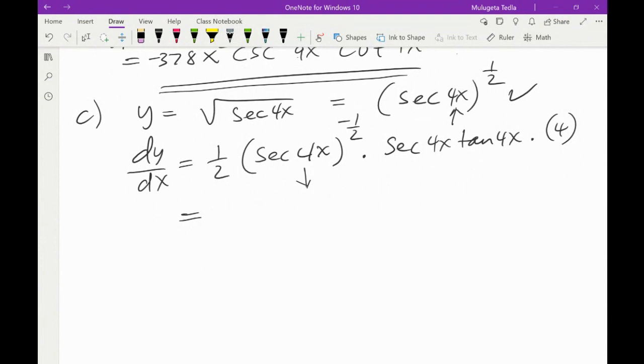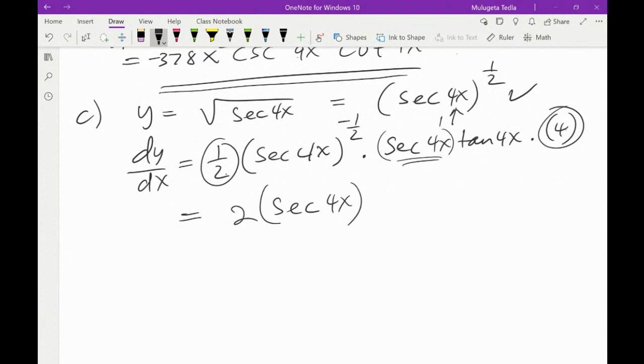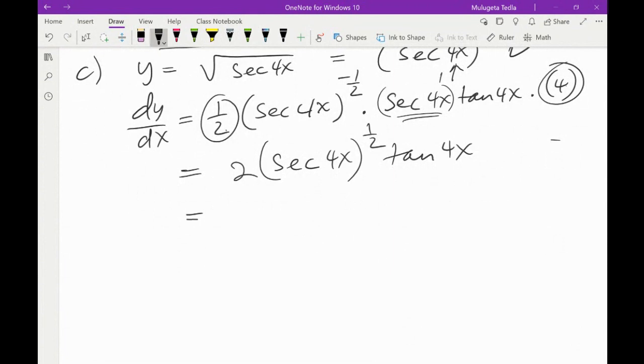Oh, I would rather keep it, because there is secant on the side to the power of 1. So I can add the exponents. 4 divided by 2 is 2. Secant 4x to the power of minus half plus 1 is 1/2. You can add exponents if the bases are the same. So 1/2, and then tan 4x is what I get. So this is actually 2 square root of secant 4x, tan 4x, is what the answer is.